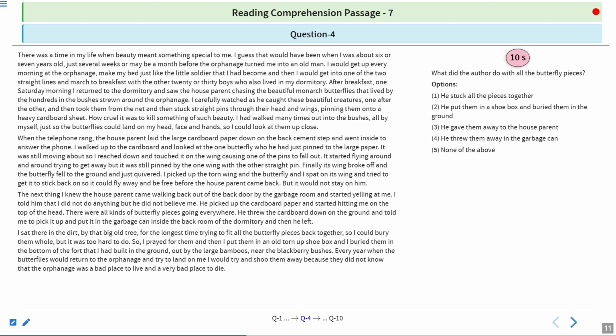What did the author do with all the butterfly pieces? Options are: he stuck all the pieces together, he put them in a shoe box and buried them in the ground, he gave them away to the house parent, he threw them away in the garbage can. Fifth, none of the above. You have 10 seconds to choose accordingly.